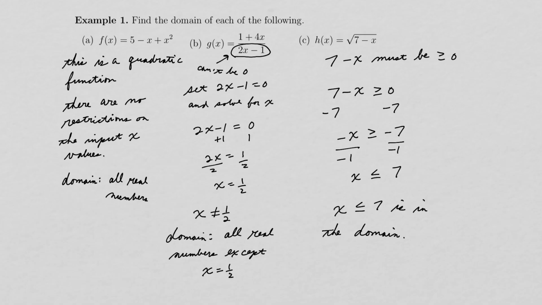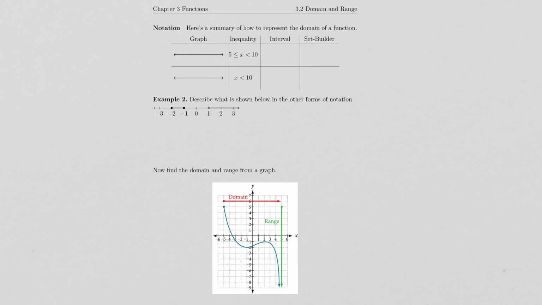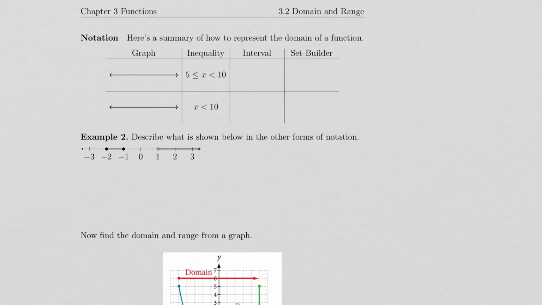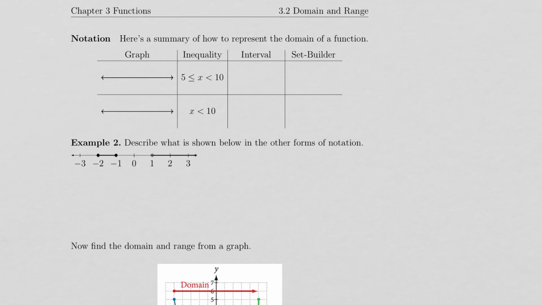Okay, so there are several ways we can represent the domain. We could do this graphically. We could write it as an inequality. We could write it in interval notation. That's going to be important. And we could also use set builder notation, which is basically a formalized way of writing the inequality. So in this case, the inequality is given, right? So let's actually represent this graphically, in interval notation, and in set builder notation.